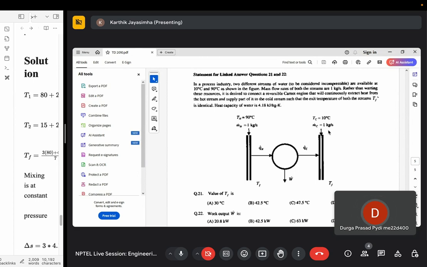But then that would not be the final Tf, right? Because heat loss will not be the same for both of them, since you have a heat engine here. So QH is basically m dot Cp into (Th minus Tf), and QC is m dot Cp into (Tf minus 10). Now you have a heat engine between them. So what do you do when you have a heat engine? You apply the second law, the process inequality.